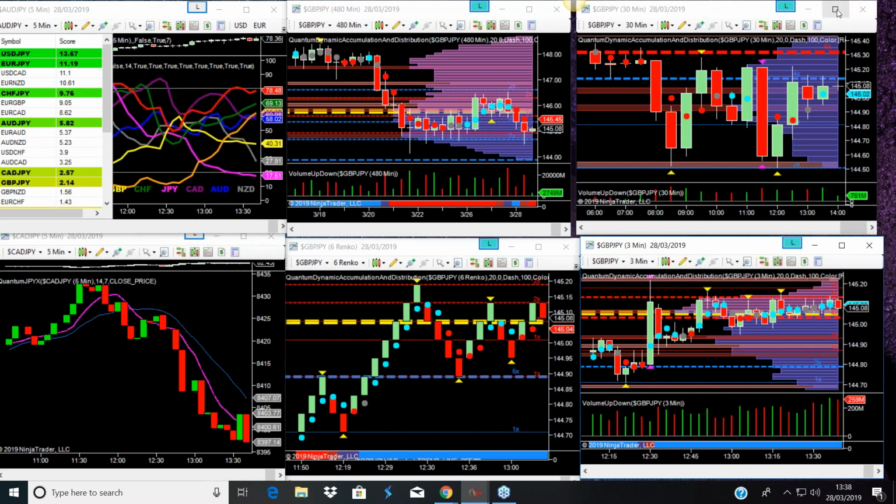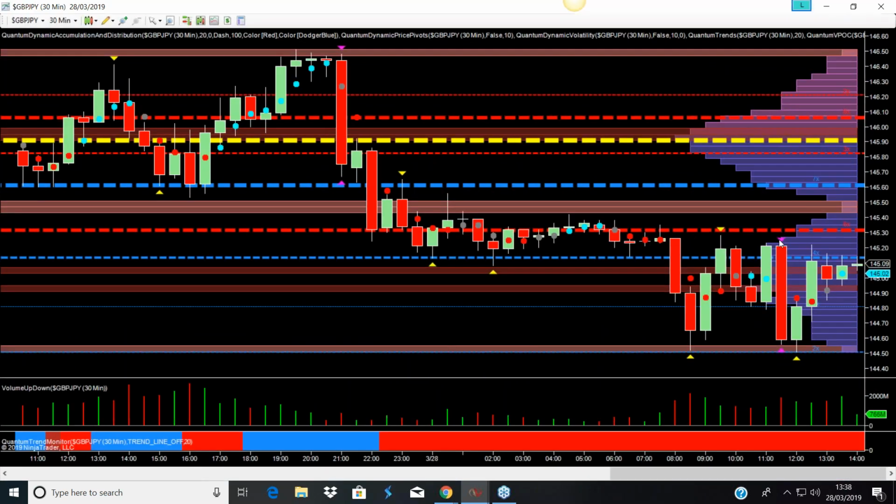And because we use multiple time frames, we've also got the same situation on this candle here. So if you're not in this trade, we would simply have to wait.